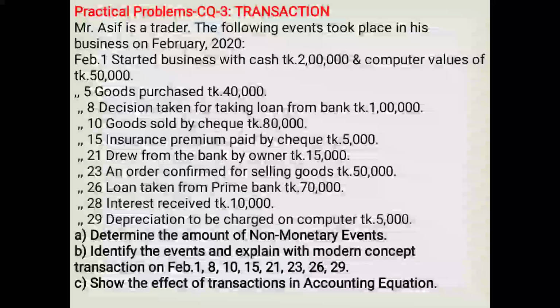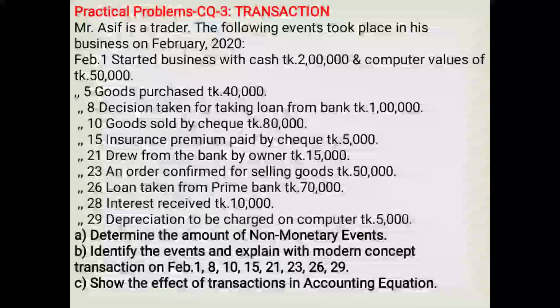Dear learners, if an event is to be a transaction, it has to satisfy any of the following 5 changes. Number 1, if asset increases, then liability or owner's equity increases. Number 2, if asset decreases, then liability or owner's equity decreases. Number 3, if one asset increases, then another asset will decrease.